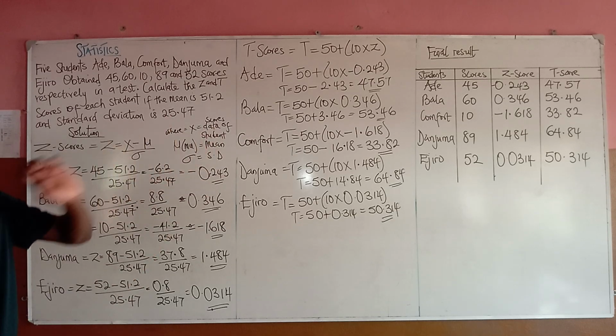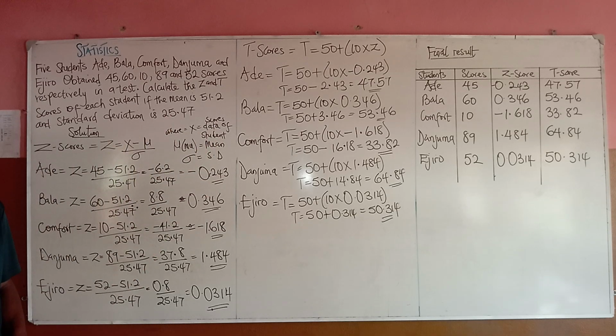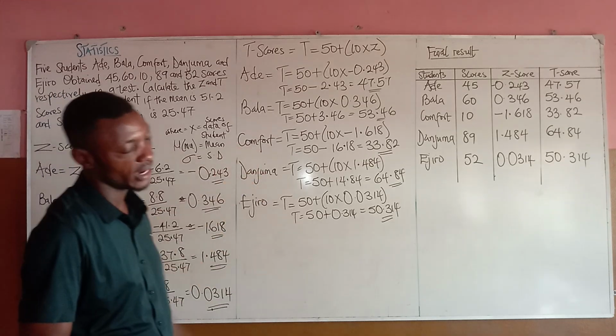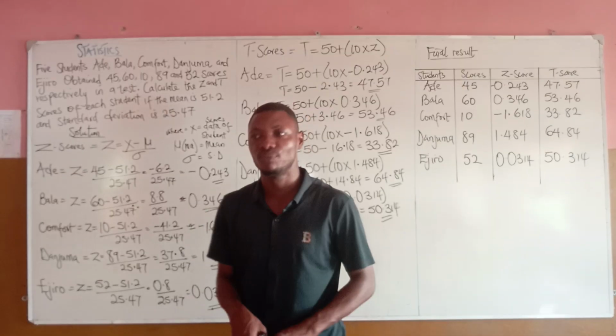This is how you calculate your Z score and T score when your mean and your standard deviation are given. And at the end of the day, you present it in a table to make your work look more presentable. Don't just leave it like this. Present it in a table.